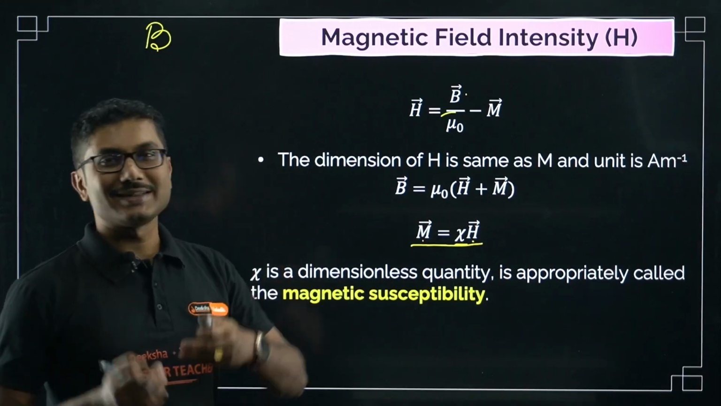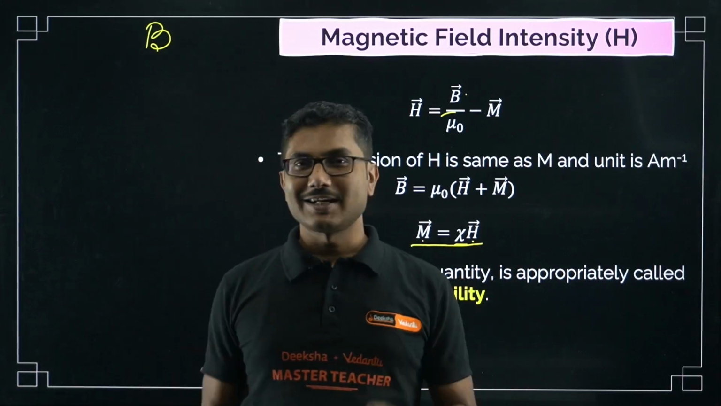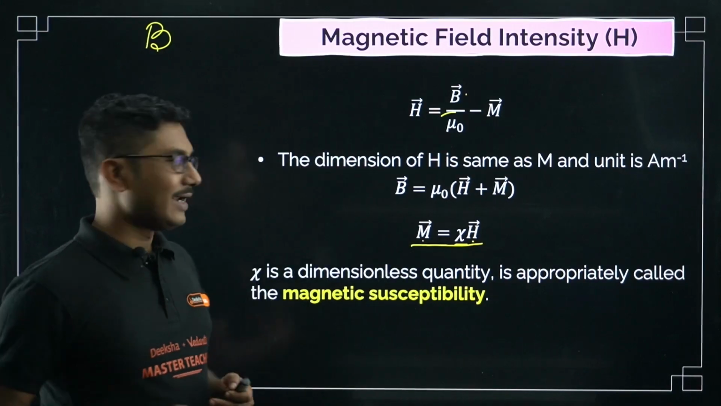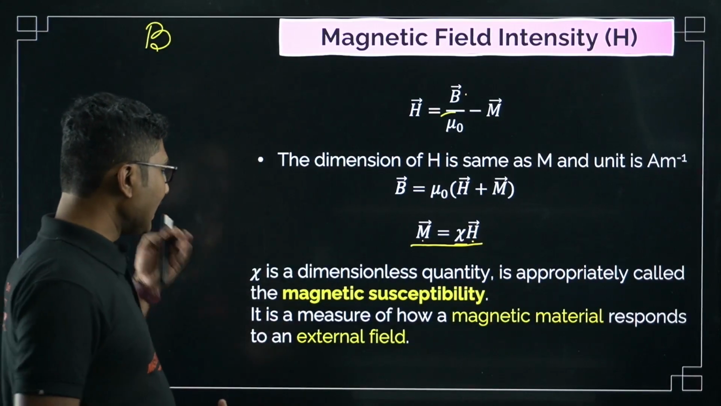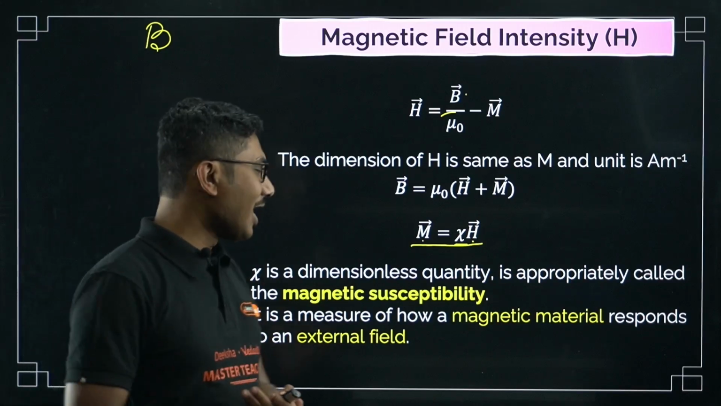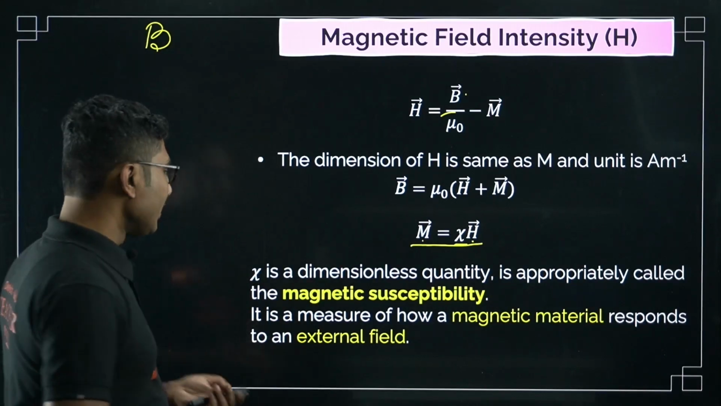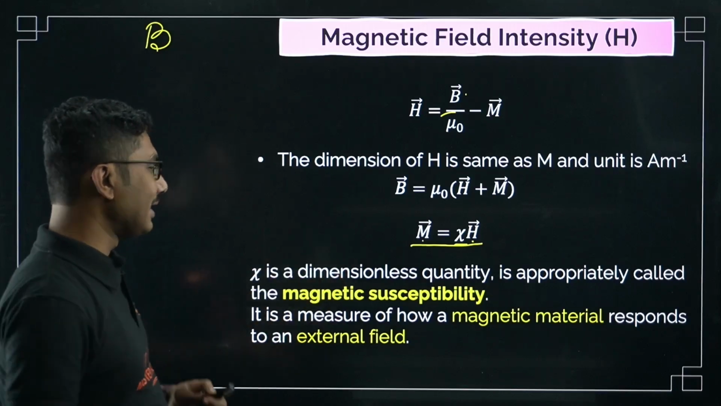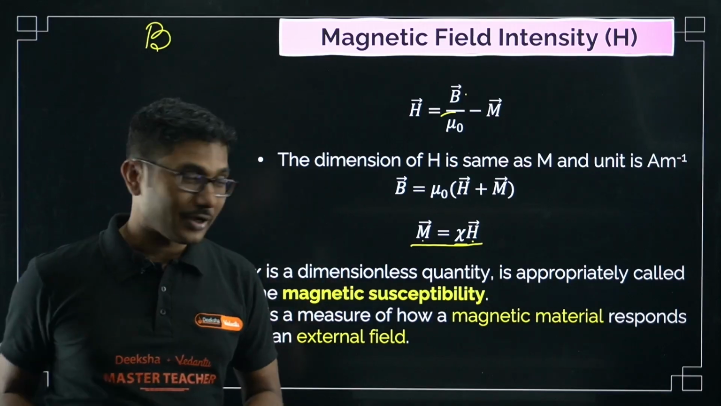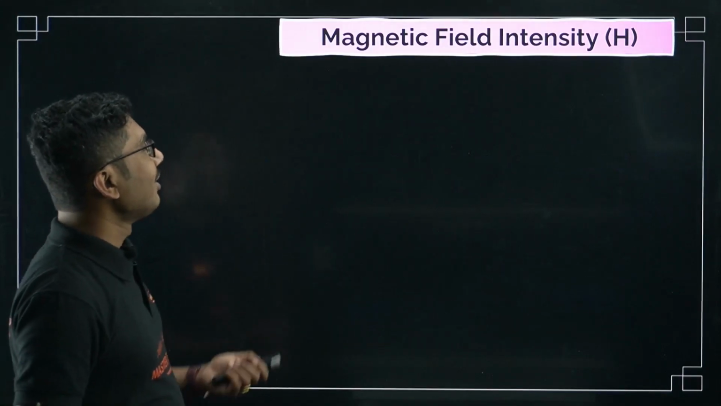Magnetic materials are not that confident. They are susceptible to an external magnetic field. Susceptibility is a measure of how a magnetic material responds to an external field. That's what I am talking about. Anyway, let's move on.